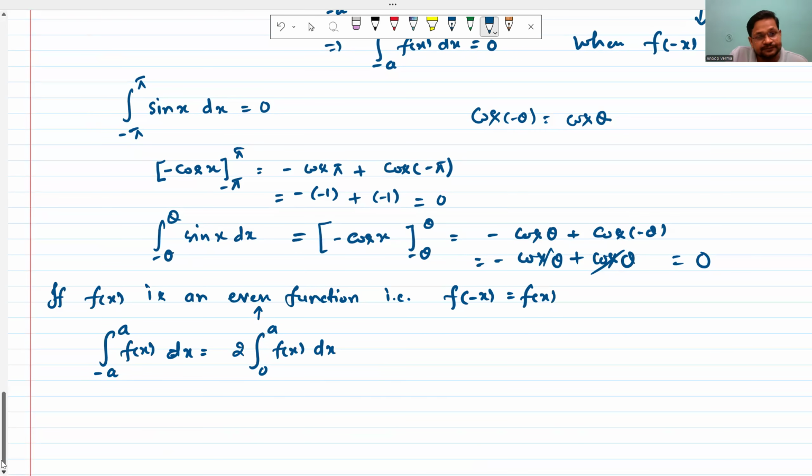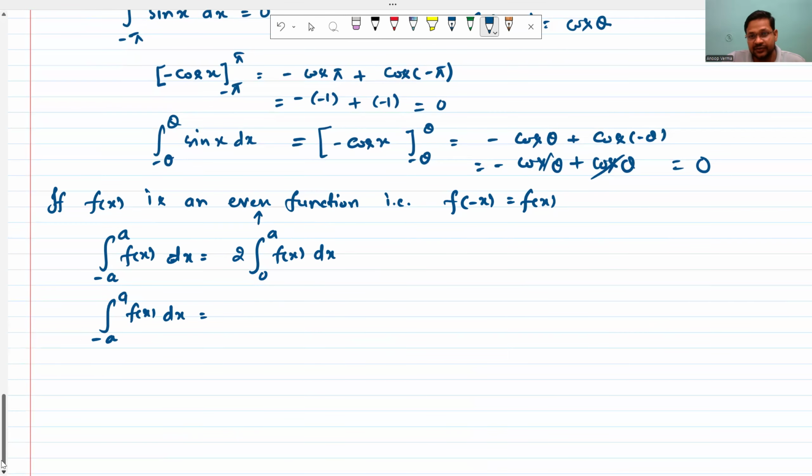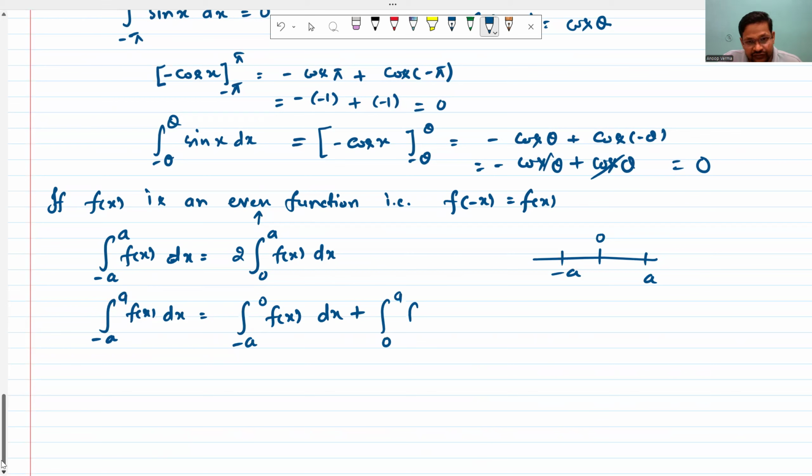Okay, so let's start with this, f(x) dx. What do we have to do now? We will break it, because we are moving from some negative number to a positive number, so definitely there is a 0 somewhere. So we can break this interval into minus a to 0 and 0 to a. So it will be equal to the integral from minus a to 0 of f(x) dx plus, we saw earlier that we can break the interval and the value will remain the same, the integral from 0 to a of f(x) dx.